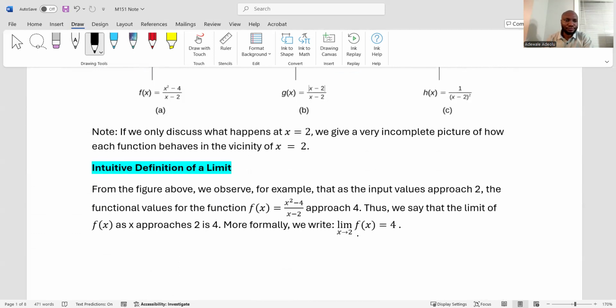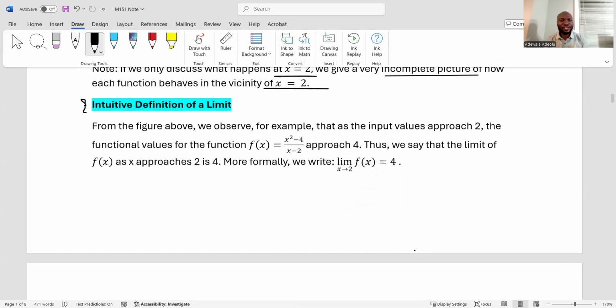Now, note, if we only discuss what happens at x equals 2, we give a very incomplete picture of how each function behaves in the neighborhood, in the vicinity of x equals 2. Meaning we need to talk about what is happening around that input, x equals 2, not at 2 itself, but in the neighborhood of 2. So that leads us to an intuitive definition for limits.